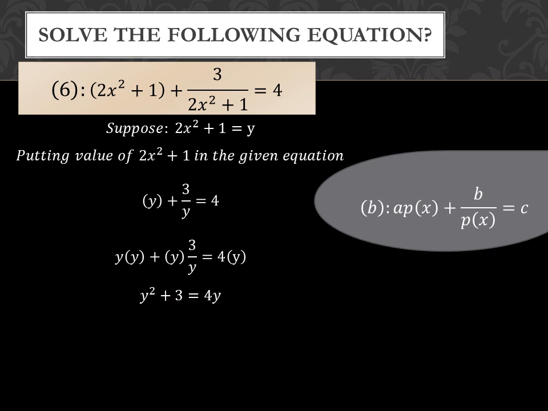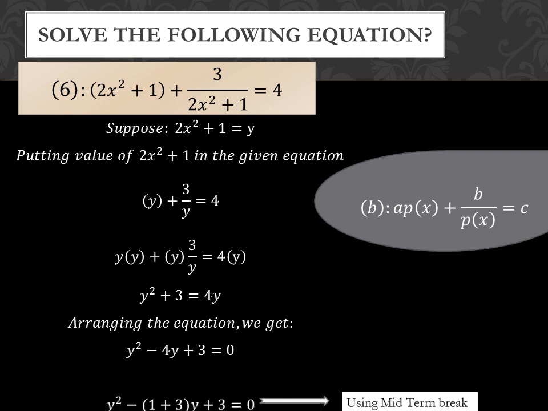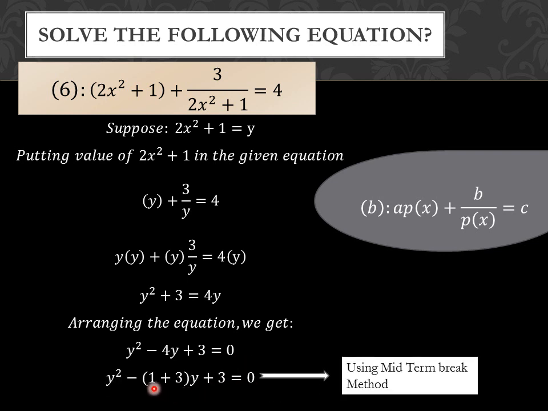As you all know, for a quadratic equation we must have the equation equal to 0, so we will take all these terms to the left side of the equation, and the right side will become 0. So y² − 4y + 3 = 0. Now the next step is to break the middle term. We must have 3 after multiplication and 4 after addition, so 1 plus 3 is the correct answer because 3 into 1 is 3 and 3 plus 1 is 4.